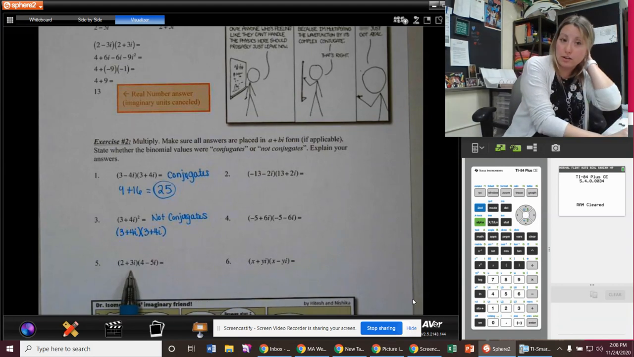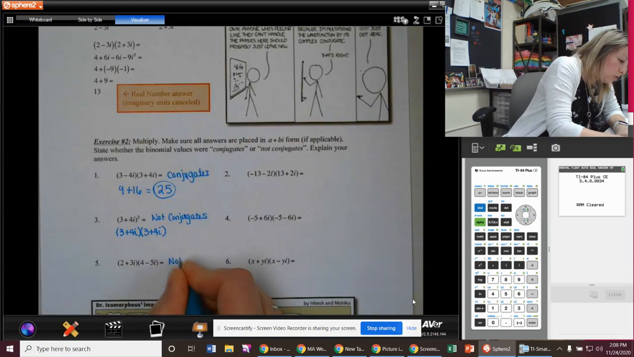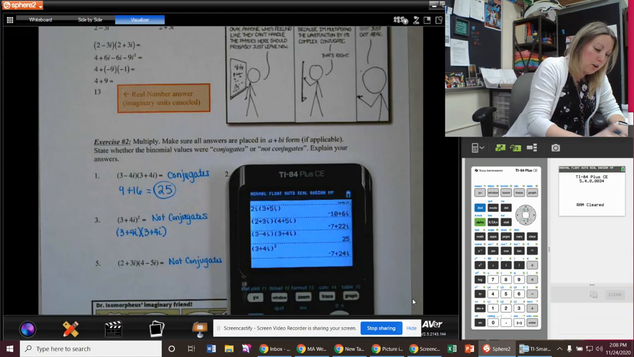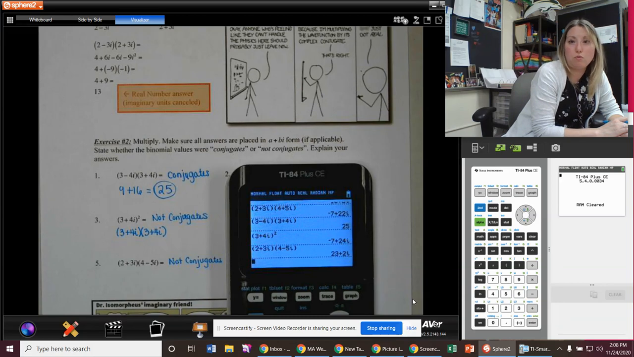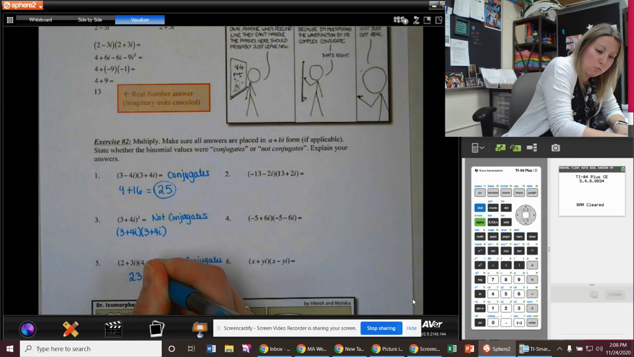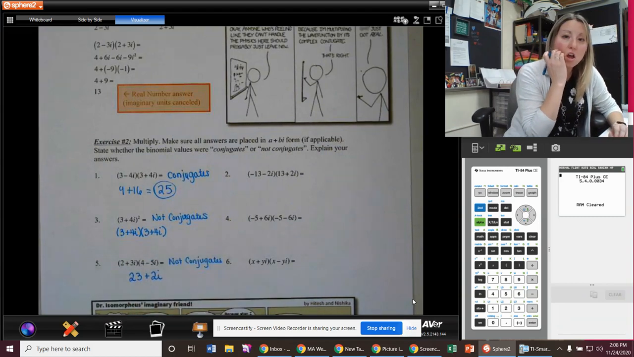5 is also not conjugates because those are not the same terms. They have different signs, but they're not the same terms. I would just use my graphing calculator for that one too. Okay, they're not conjugates on number 5. So 2 plus 3i times 4 minus 5i, 23 plus 2i. Yeah. Why make life more complicated than it is? That's why we have those graphing calculators.